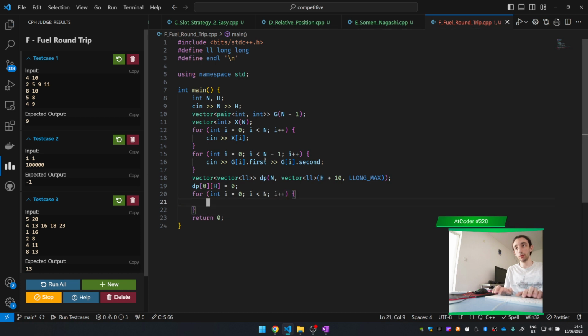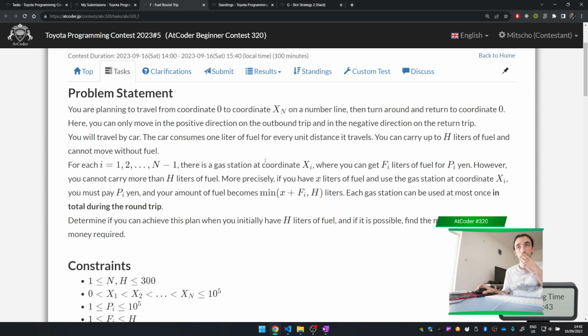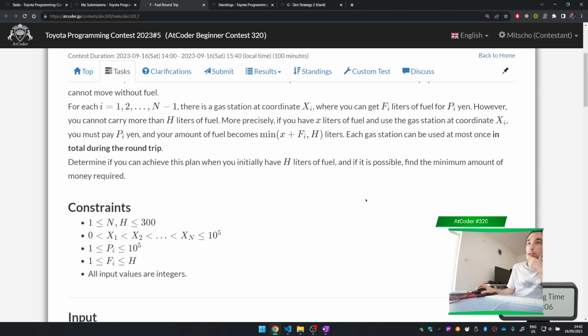So TP at 0 at h is equal to 0 yen, right? So now we just, oh, we have to return back as well, right? Oh, each gas station can be used at most once in total during the return trip. Okay, that changes everything. And now we have to look at it as some graph or something, because each station can only be used once.